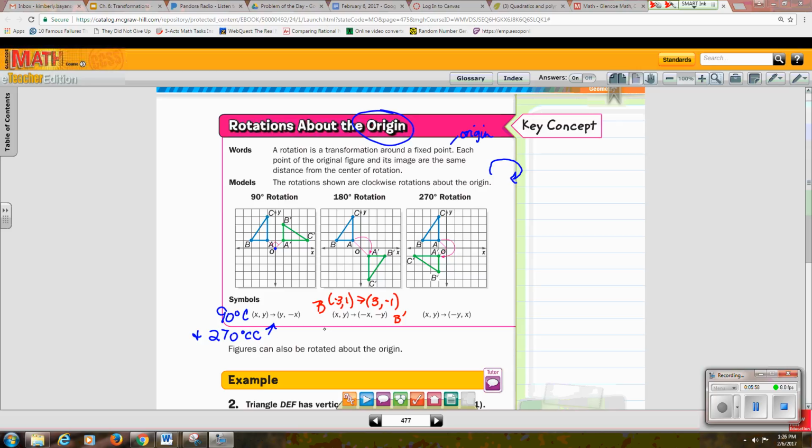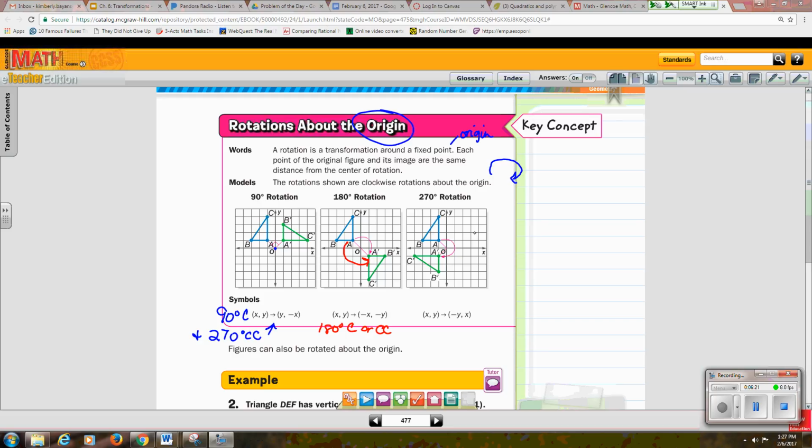Now this is for 180 degrees, clockwise or counterclockwise. It doesn't matter, because if you go to the left, counterclockwise, or to the right, you end up in the same place. The next one we're going to talk about is a 270 degree rotation.